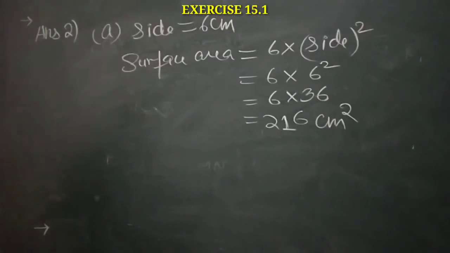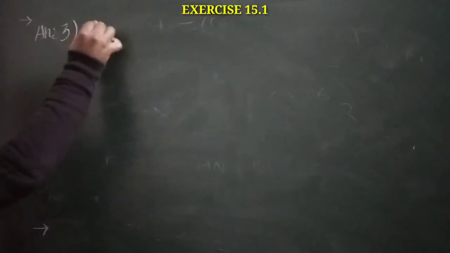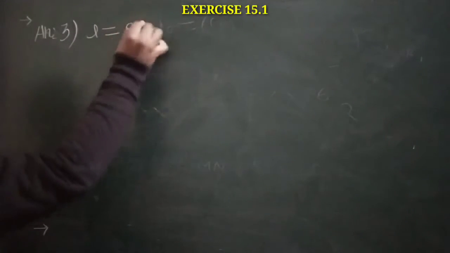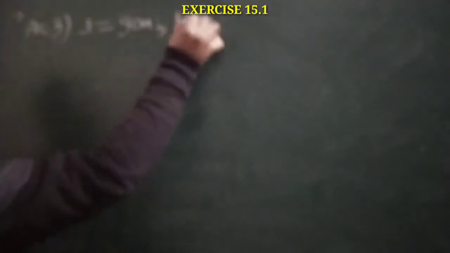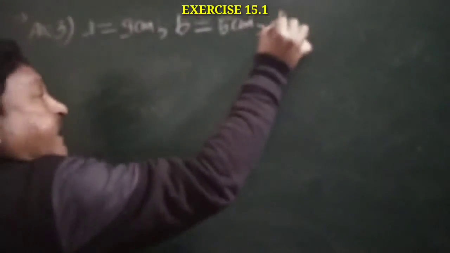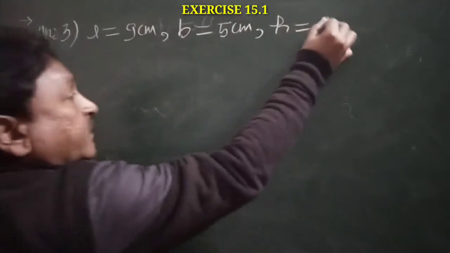In the same way, you have to do question number 3. So just see question number 3 on the board. In question number 3, what we have to do? We have to find out the surface area of the following cuboid. In this case, we needed L, which is given to us. It is 9 centimeter. Breadth, it is also given to us. It is 5 centimeter. And height, it is also given to us. It is 3 centimeter.